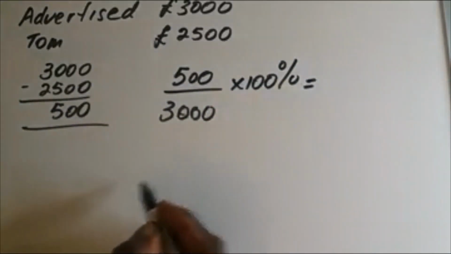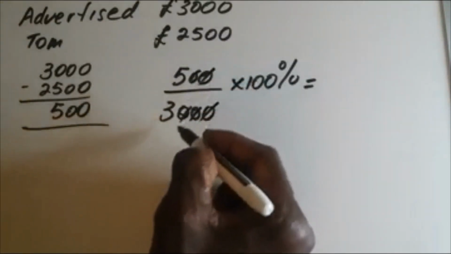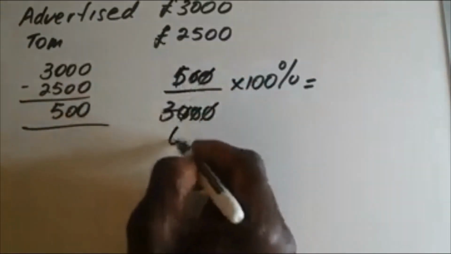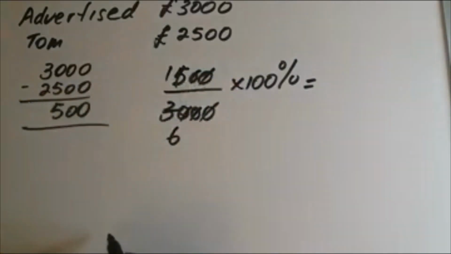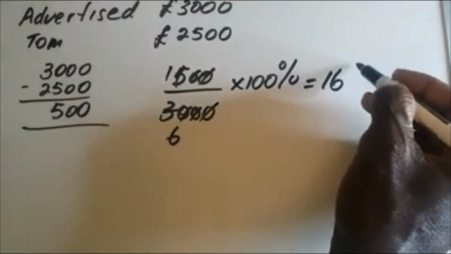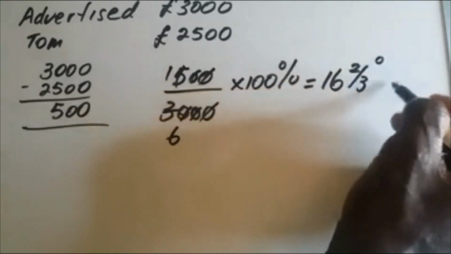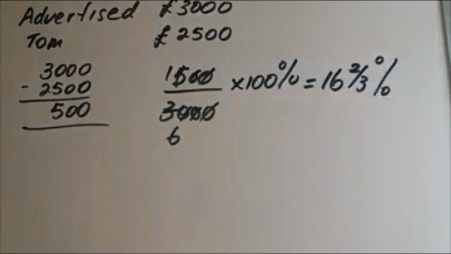And this will give us 1/6, which is 16 2/3%. So advertised at £3,000, Tom can only afford 2,500, and so they need to reduce the price by £500, and that as a fraction of 3,000 is 16 2/3%.